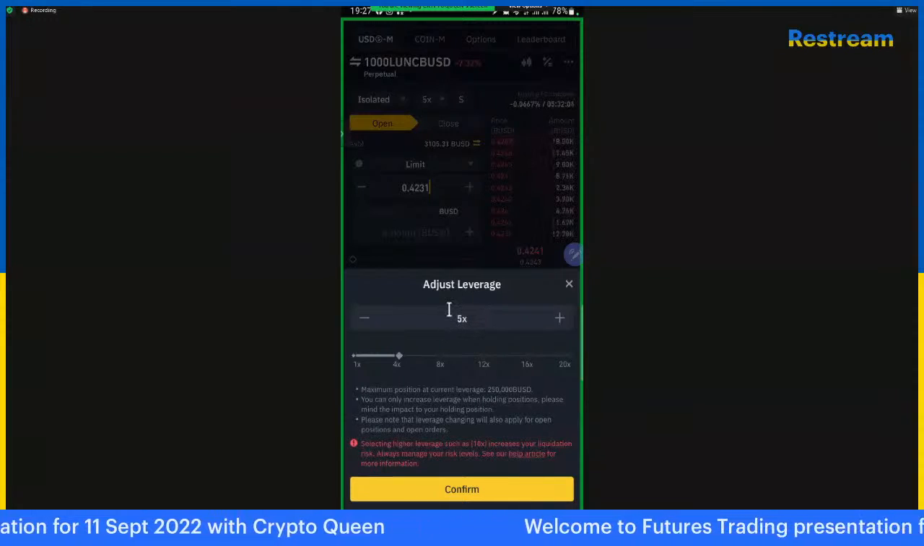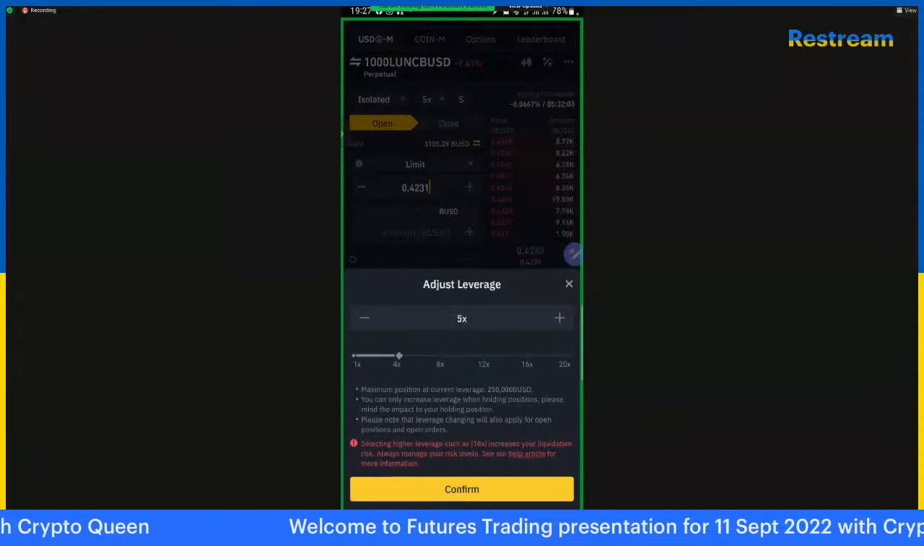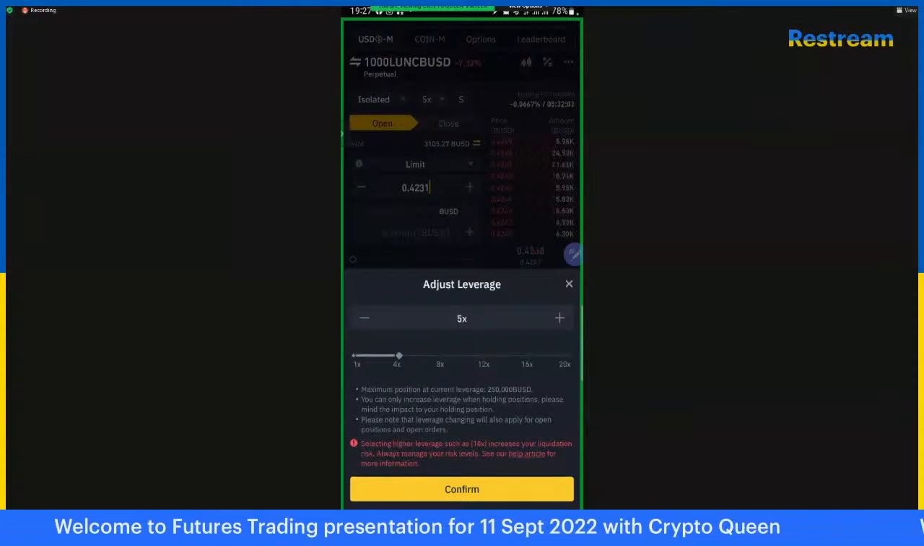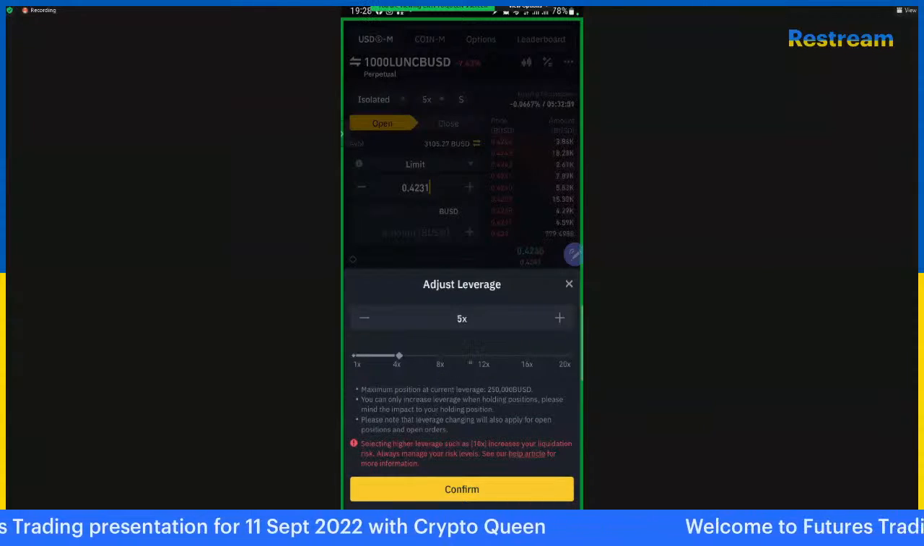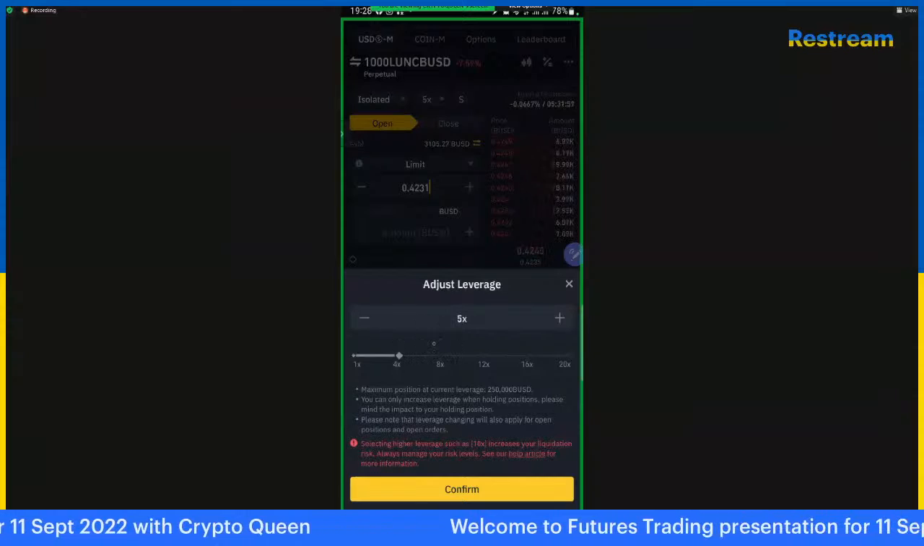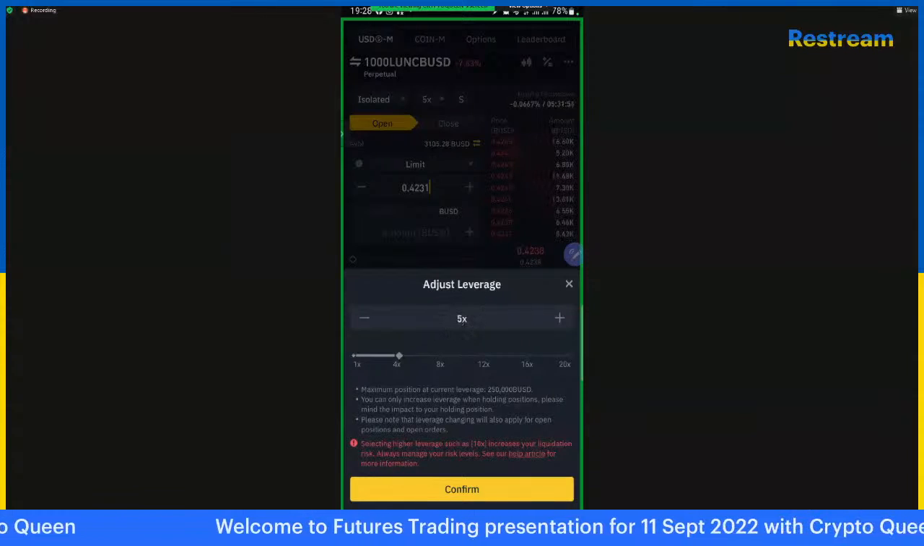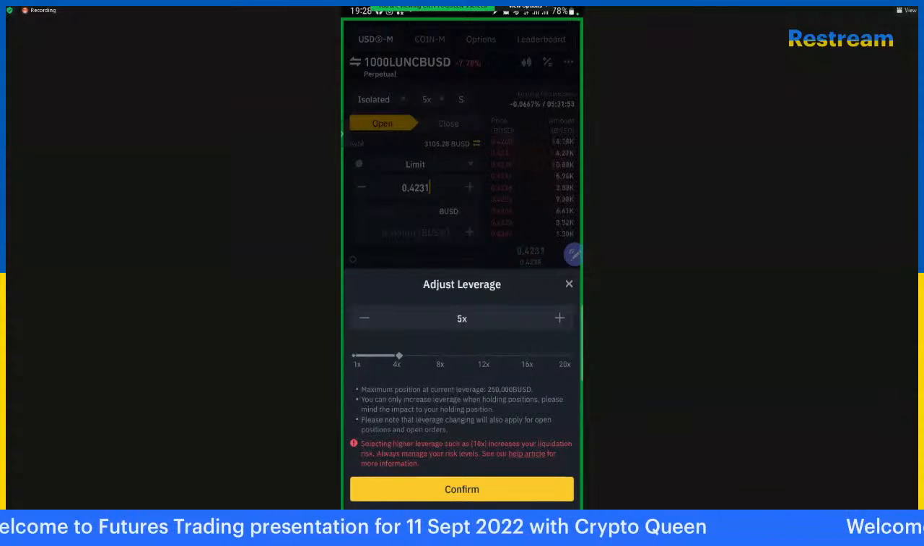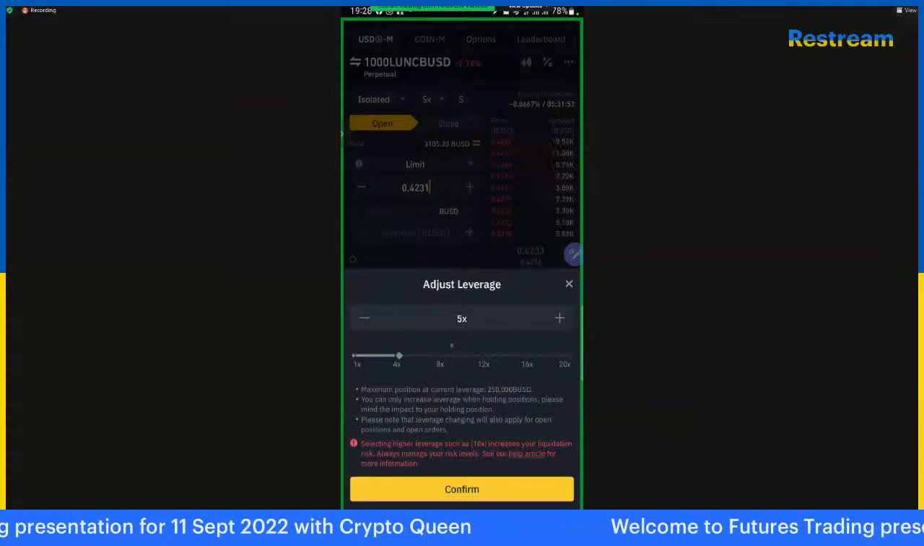Because you have borrowed, if you have $10, you have borrowed $50 with $10. So if the market moves by 5%, your current margin balance will increase by 5%. So that's what it means.